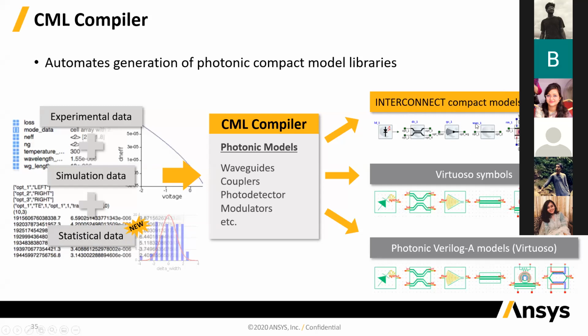And so with the INTERCONNECT compact models, you can just go ahead and run your circuit simulations in INTERCONNECT. And then, like I mentioned, CML compiler can also give you photonic Verilog-A models. And then these Verilog-A models can be taken into the Virtuoso platform from Cadence, and then you can run your simulations there.